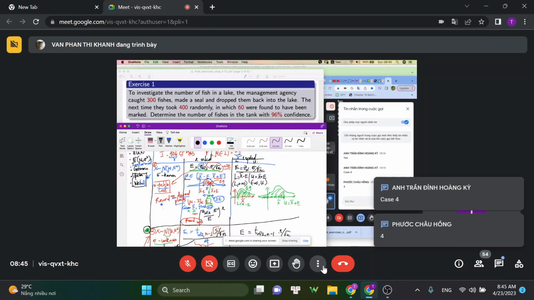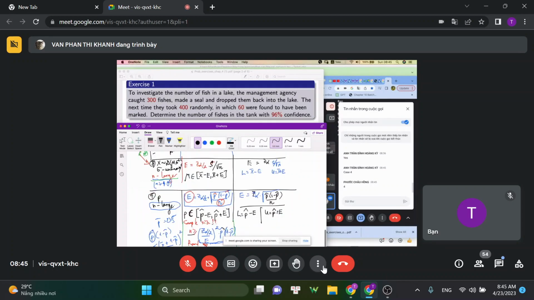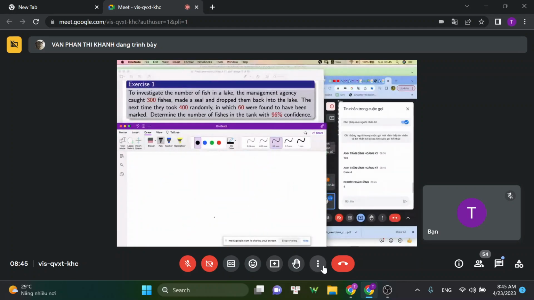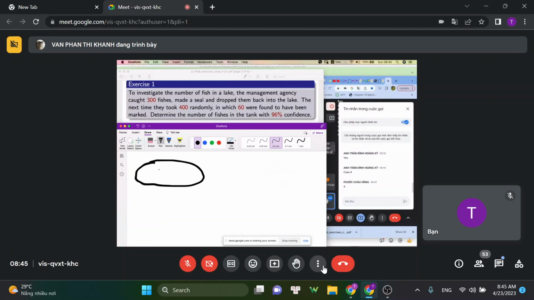Yes, number 4, right? Because here we just have the sample size, and the number of fish that have a kind of property X, right? Yeah. So do you understand the problem here? It means that in a lake we have fish, but we don't know the number of fish in our lake, right? So what do we have to do? We caught 300 fish. So this is 300. It's just a sample, right?